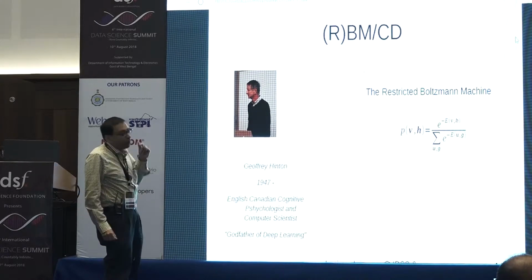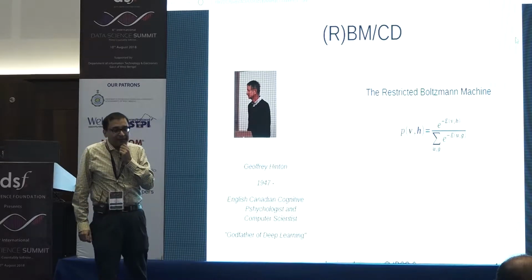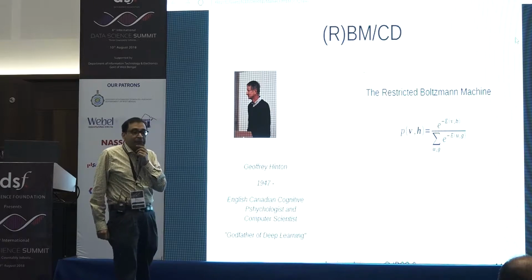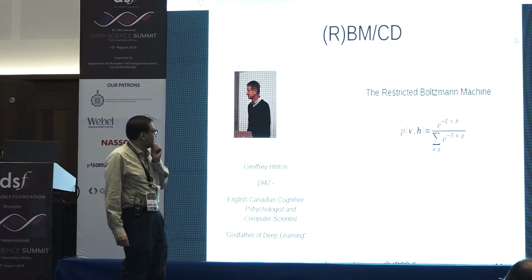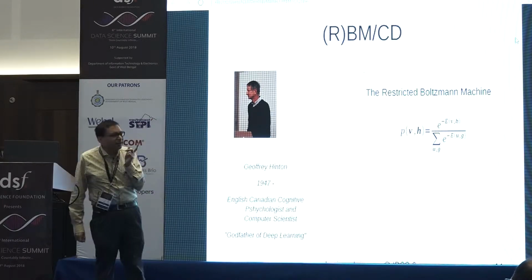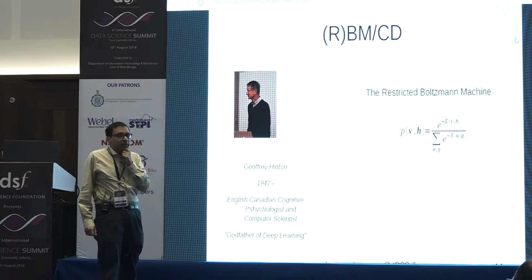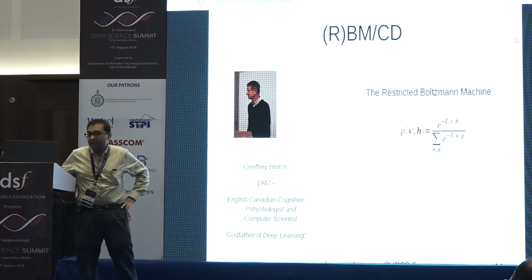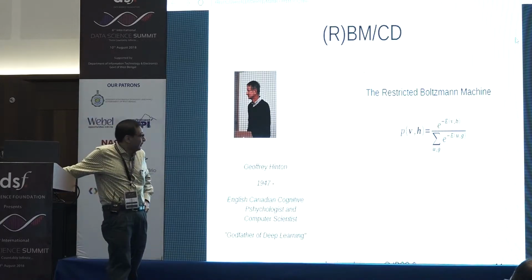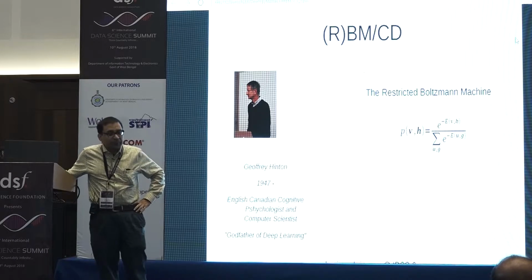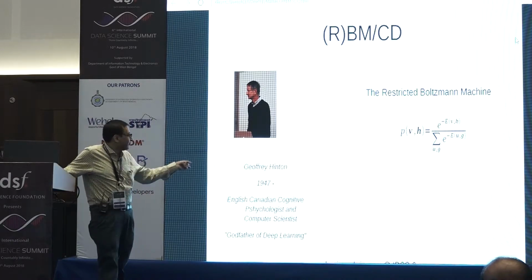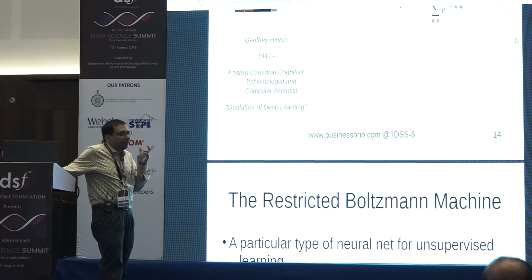Now this guy, I don't know how many of you have heard of him. He's known as the godfather of deep learning. His name is Geoffrey Hinton. He currently, I think, works with Google. He was a professor at University of Toronto. He's around 70 years old, and he came up with this idea of the Boltzmann machine way back, I think, in the early 80s. I have the paper cited here at the end.